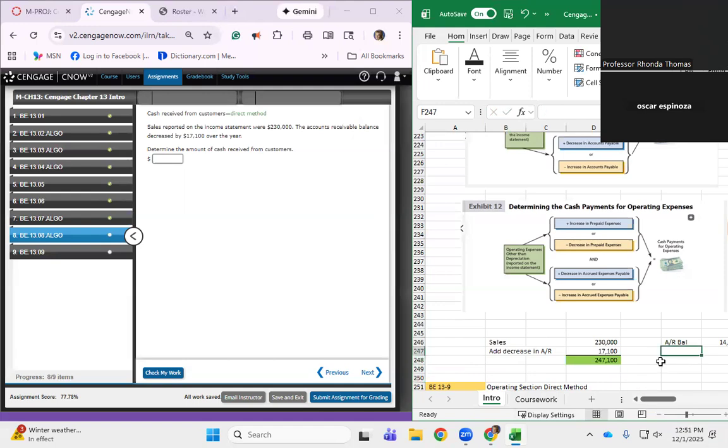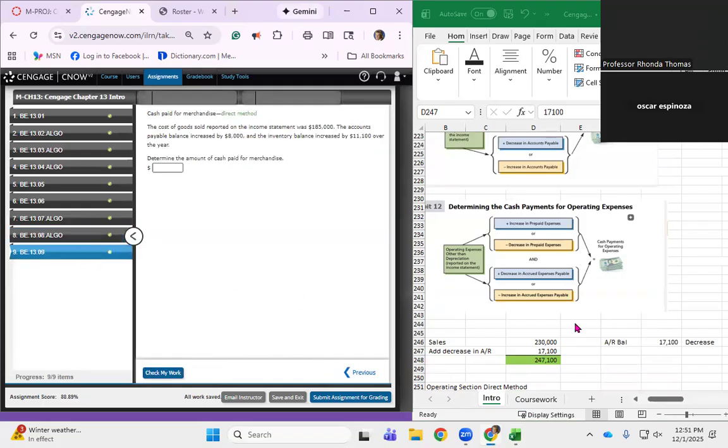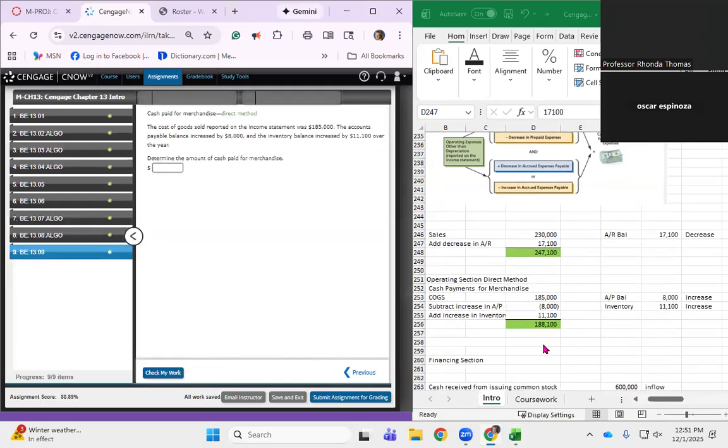The accounts receivable balance decreased by 17,100. That's what they're telling us. What do you do with it? You add a decrease. So it looks to me like 247,100 is the amount of the cash we received because accounts receivable, right? Accounts receivable means we sold something but haven't received the cash yet. So don't get too hung up on this. Just follow along.